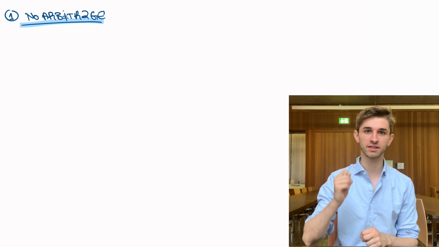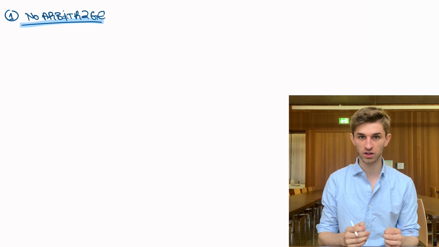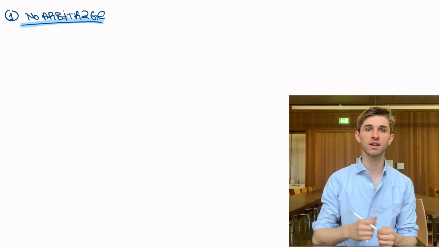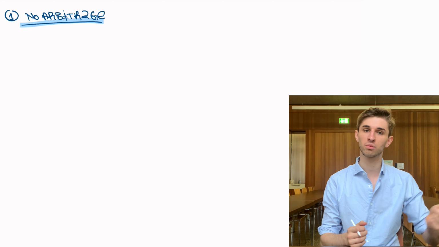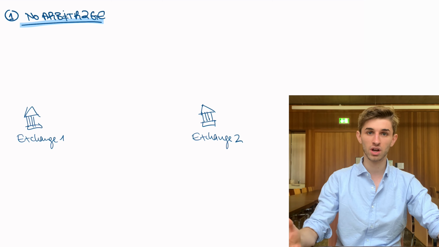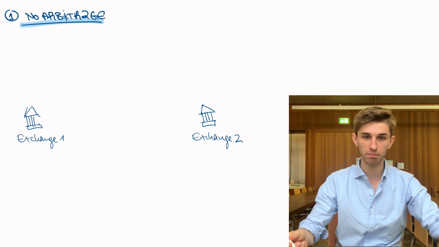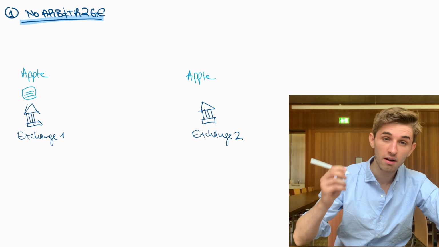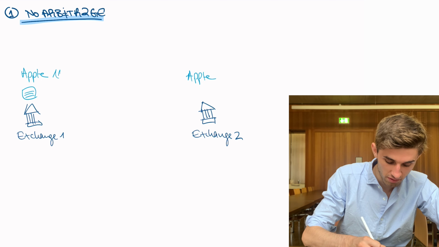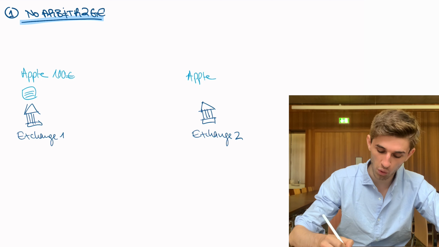Let me give you an example. We have two stock exchanges, in other words, two markets where we can trade stocks. You can think of one stock exchange being in Europe and the other one being in America. On both exchanges, you can buy and sell the stock of Apple. But on exchange 1, the price for Apple is 100 euros, and on exchange 2, it's 105 euros.